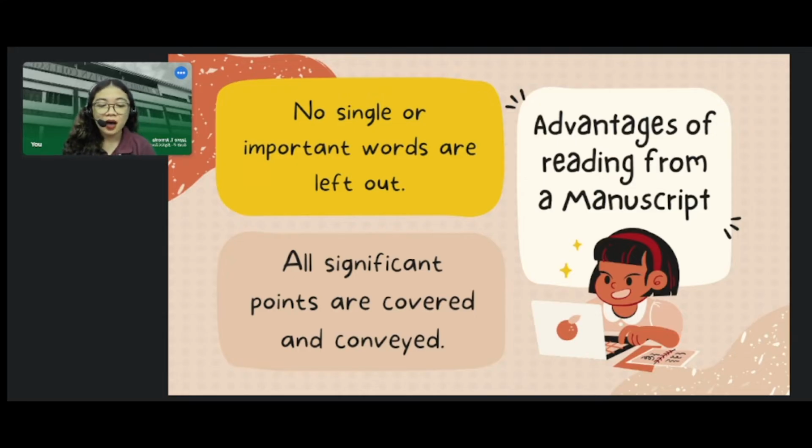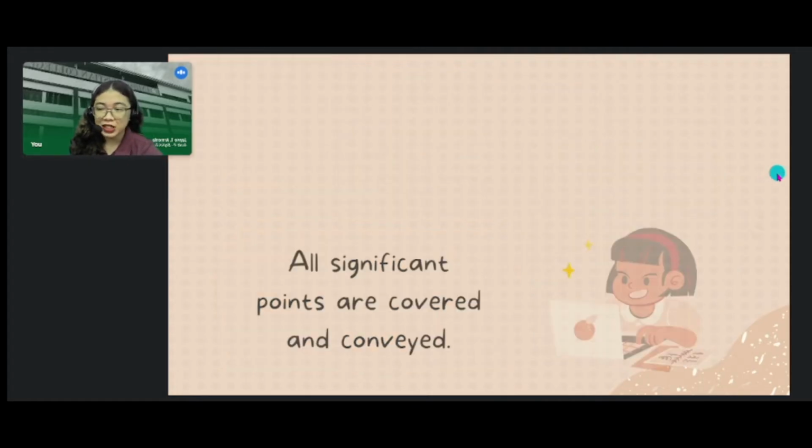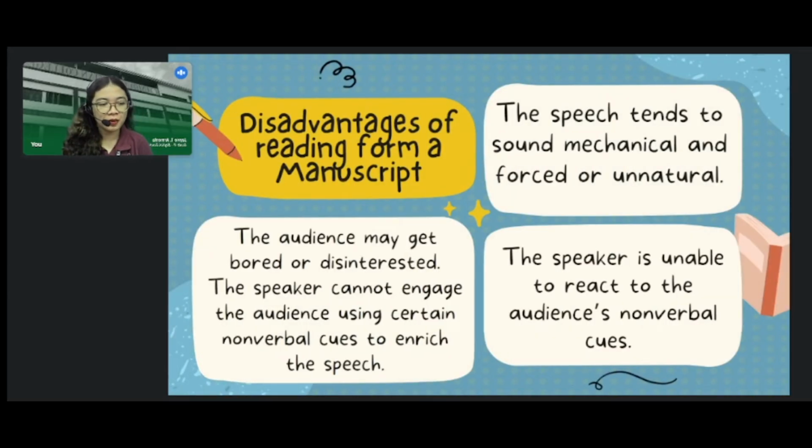Okay? Next, all significant points are covered and conveyed. Because again, you are reading from a manuscript, you have the copy of your speech, all the significant points, all the sentences, comma, period that are in your speech, you will not forget those. Okay? So now let's proceed to the disadvantages of reading from a manuscript.